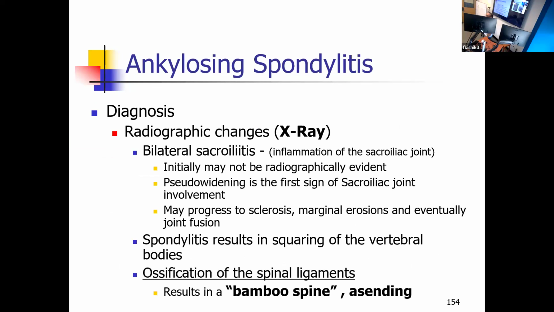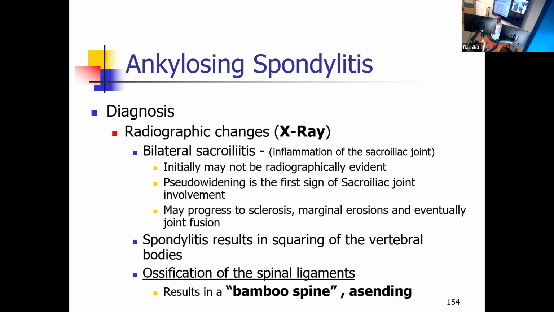Not a problem. Last but not least, I'm going to go and get an X-ray. I'm going to get an X-ray of the LS spine, lumbar sacral spine, and the lumbar sacral spine is what's going to give it all away.